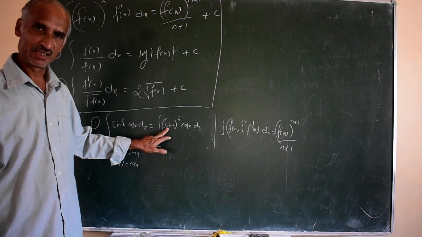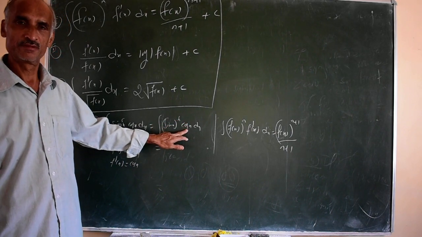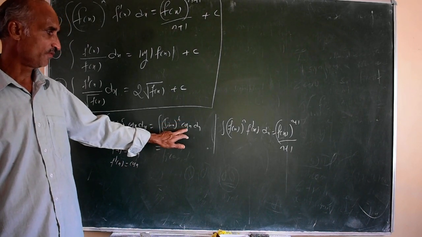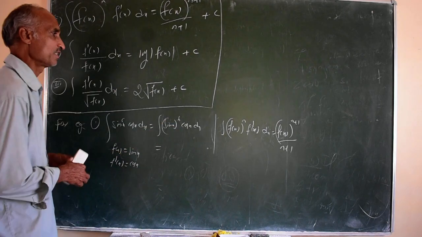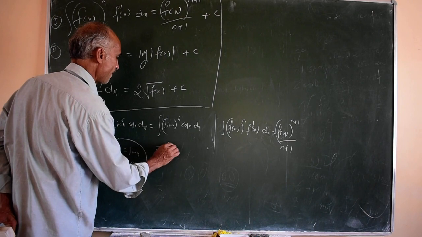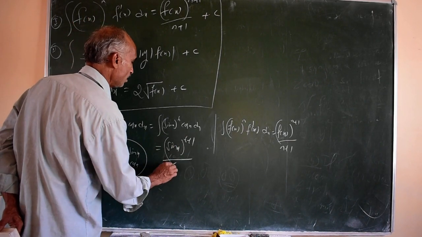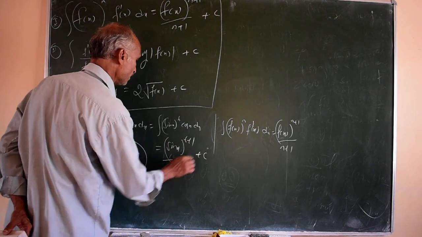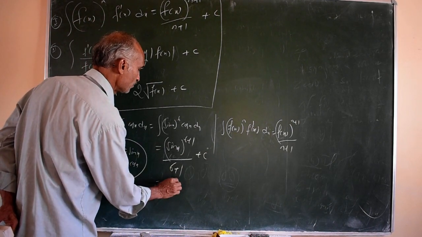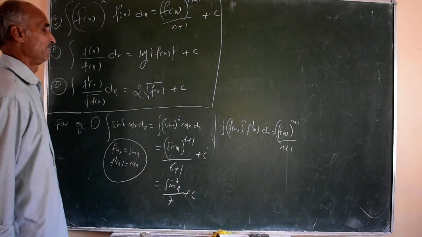f of x is sin x, f of x raised to n into f dash of x. The differentiation of sin x is cos x. n is 6. Therefore, the answer is sin x raised to 6 plus 1 upon 6 plus 1 plus c, that equals sin raised to 7 x upon 7 plus c.